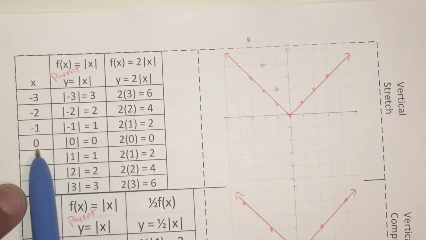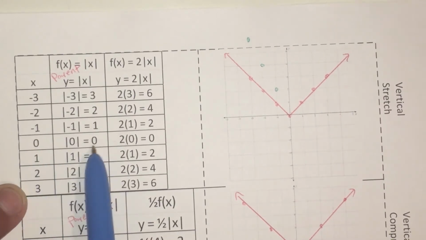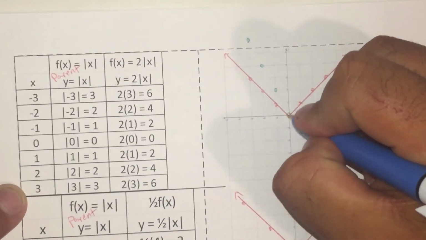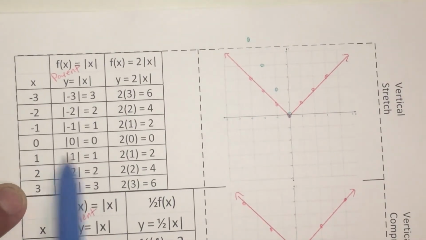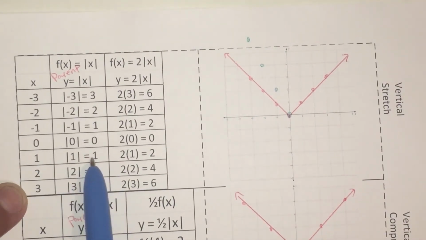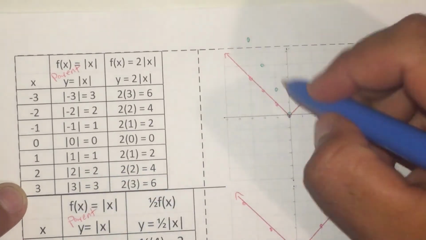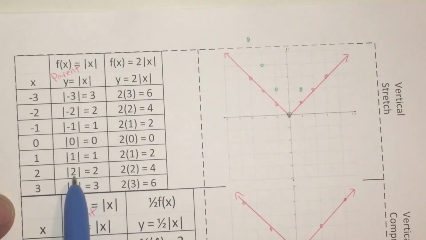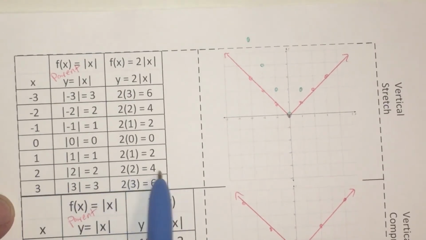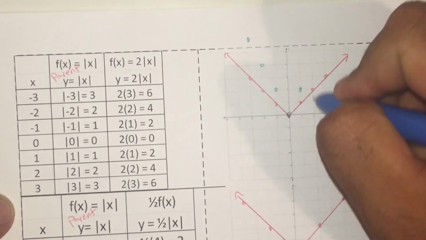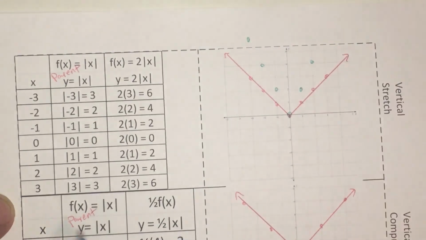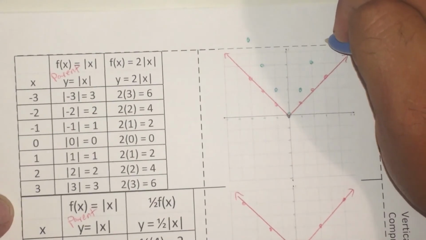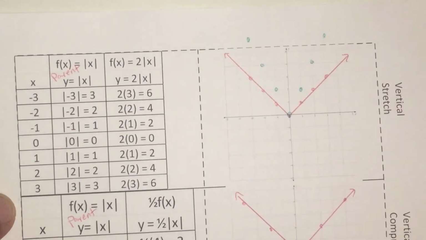0. Absolute value of 0 is 0. 2 times 0 is 0. So it's still at 0. 1, absolute value of 1 is 1. 2 times 1 is 2. So at 1, 2. 2, absolute value of 2 is 2. 2 times 2 is 4. So at 2, 4. And then our 3 is actually going to go to 6 again, which is off the graph. So you guys don't really need to graph this one because when you cut it up, like I said, it's not going to be there.